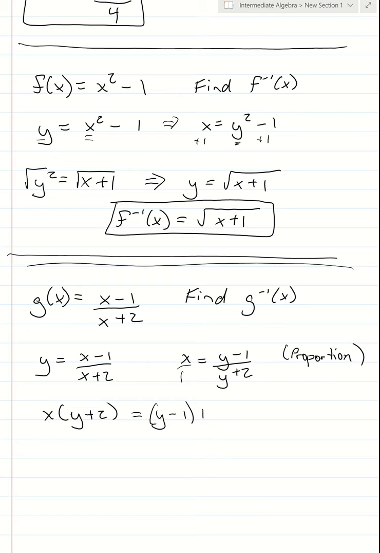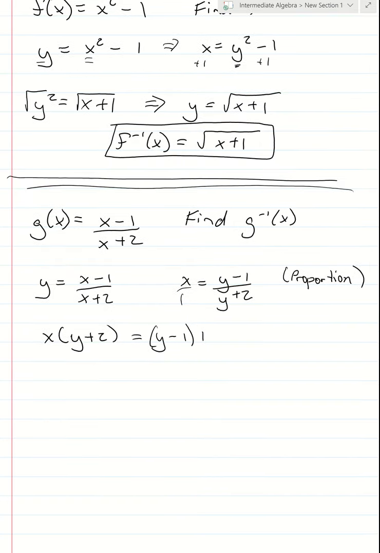Because remember now we're trying to solve for y because we're up to step 3. To solve for y, let's take a look now. On my left side, I'm going to have to distribute my x, and on the right side I will of course distribute the 1. And that would give us xy plus 2x equals y minus 1.